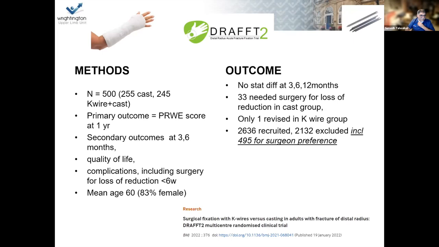So the second DRAFT study, which came out recently, compared K-wires against fixation with plaster. Again, there's a significant dropout rate, where you have nearly 2,000 people excluded because of surgeon preference. The other issue was with randomization, because when you identify these cases in clinic, at that point in time, you're not able to decide which group it goes into. The actual randomization occurs under anesthetic, and this produces a significant amount of problems with equipoise, particularly with surgeons. So some surgeons would perhaps prefer to go ahead with volar plate fixation or other methods of fixation rather than K-wiring. Let's look at what is occurring on the other side of the pond.